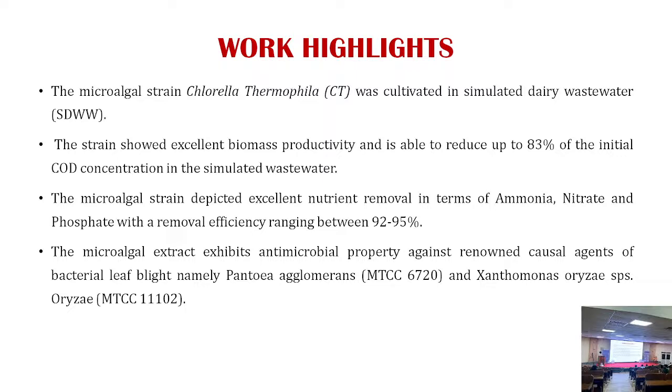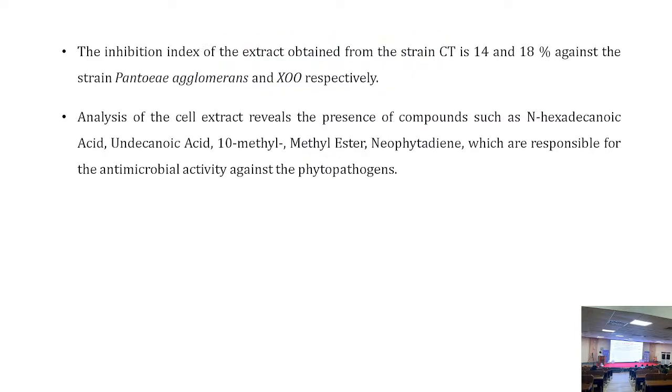2000 ml per liter, and they are also able to utilize nutrients in the form of ammonia, nitrate, and phosphate with an efficiency ranging from 92 to 95%. And they get a very good inhibition index of around 14 and 18% against the known causal agent for bacterial leaf mold.